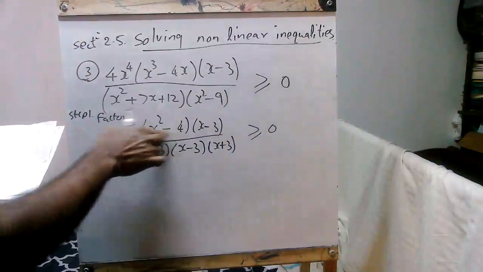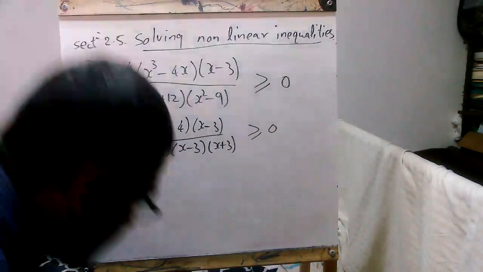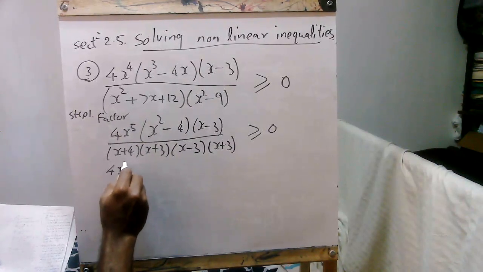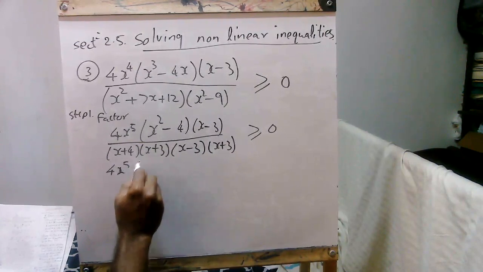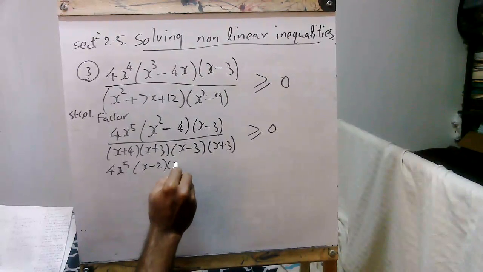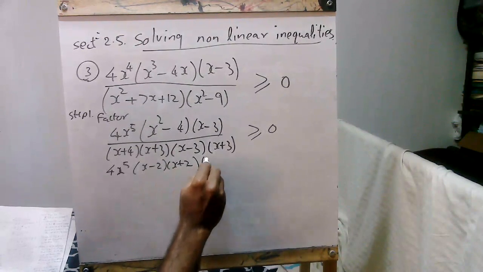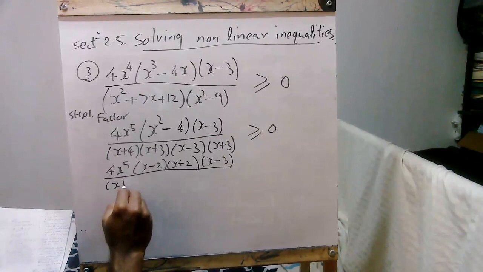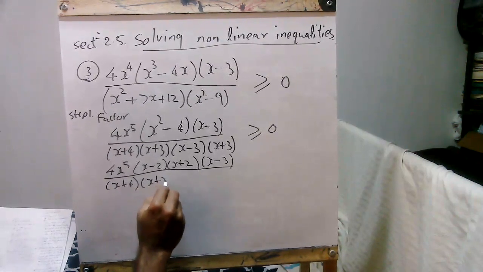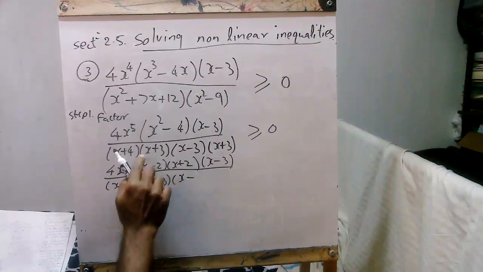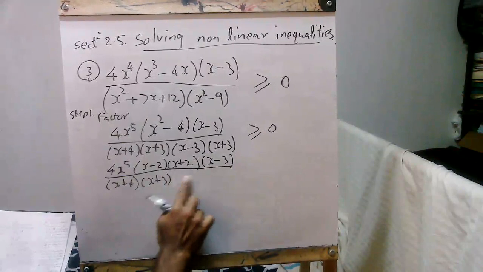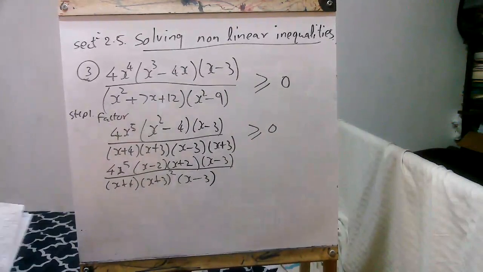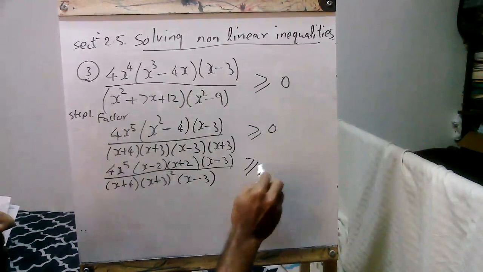Still I see we can factor this. 4x to the 5, x minus 2, x plus 2, x minus 3, divided by x plus 4, x plus 3, x plus 3, that we can write as x plus 3 square, x minus 3, greater than or equal to 0.